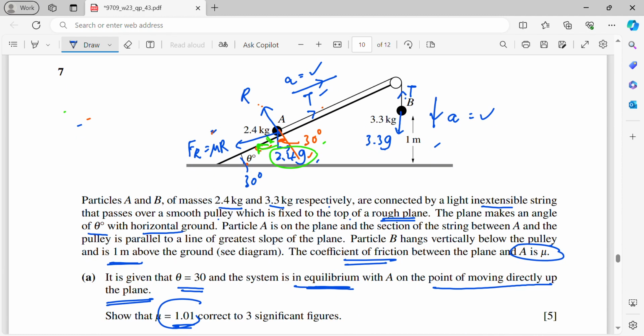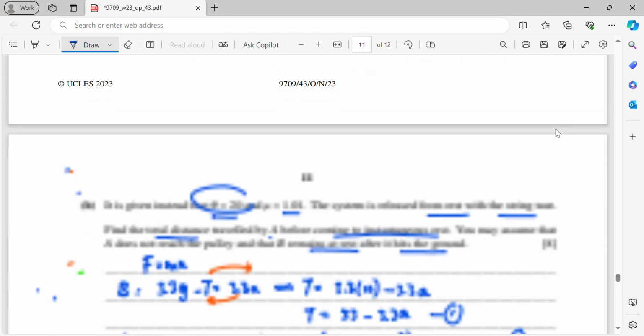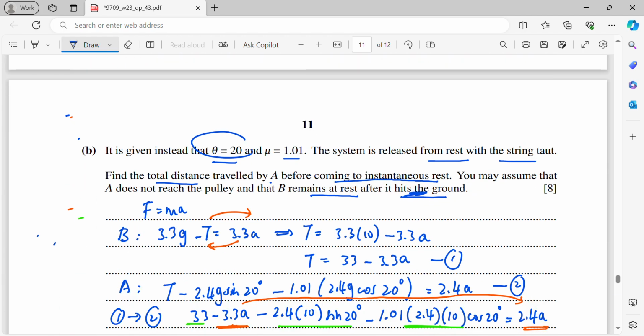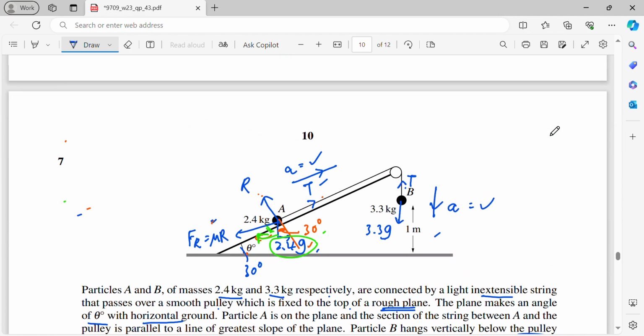It's mentioned that when the B hits the ground, that means the B has traveled 1 meter. I need to find out what is the V over here, what is the speed. At the same time, when the B goes down by 1 meter, the A already moves up 1 meter. So I need to find the V. It will be the same V, before the A comes to rest.